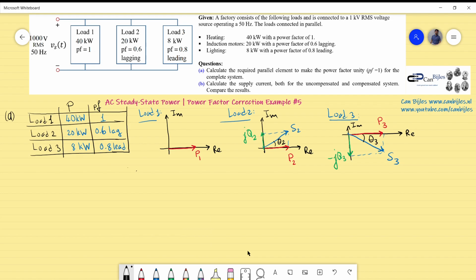We have a PF1, which is 1, and this will result in a theta 1 of 0. That's just for completeness. The P1 was given as 40 kilowatts, and since theta is 0, Q will be 0 volt amperes reactive, and this will also be equal to S1. So the S1 for load 1 is equal to P1. Okay, let's move on to load 2.